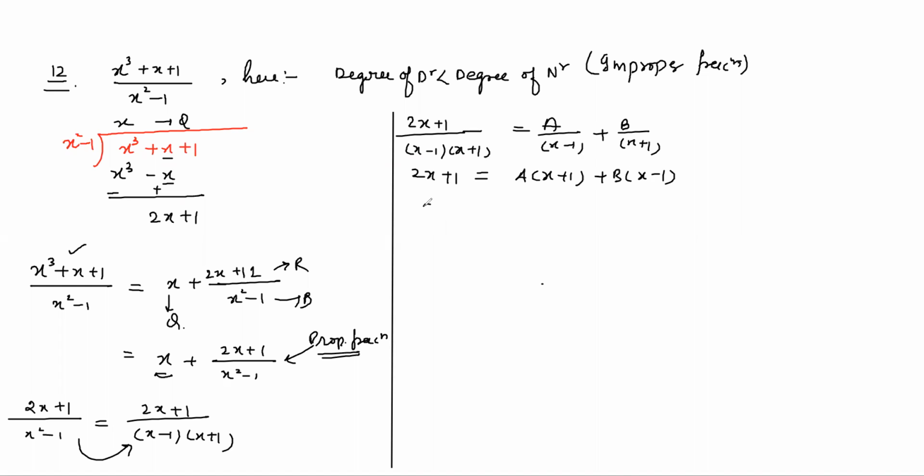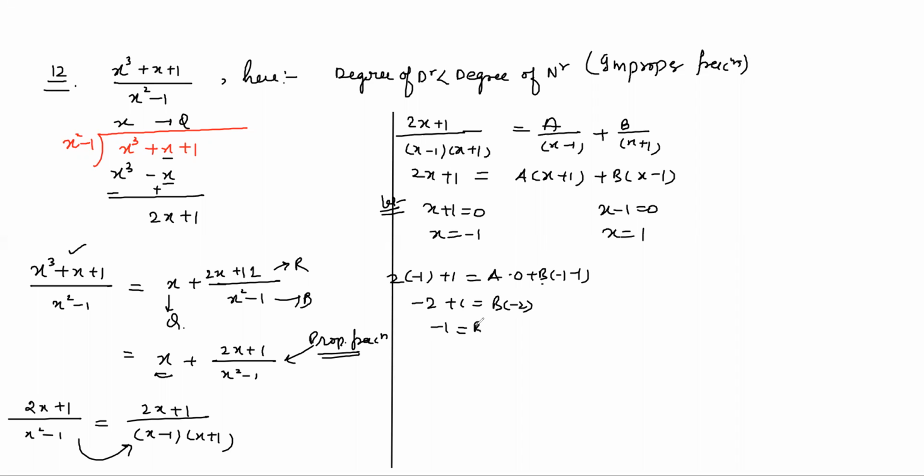So this will be x plus 1 is equals to 0 and x minus 1 is equals to 0. Okay, so x is minus 1, x is equals to 1. So it is 2 into minus 1 plus 1 is equals to a into 0 plus b into minus 1 minus 1. So it is minus 2 plus 1 and b into minus 2. So it is minus 1 and it is minus 2. So it becomes half.